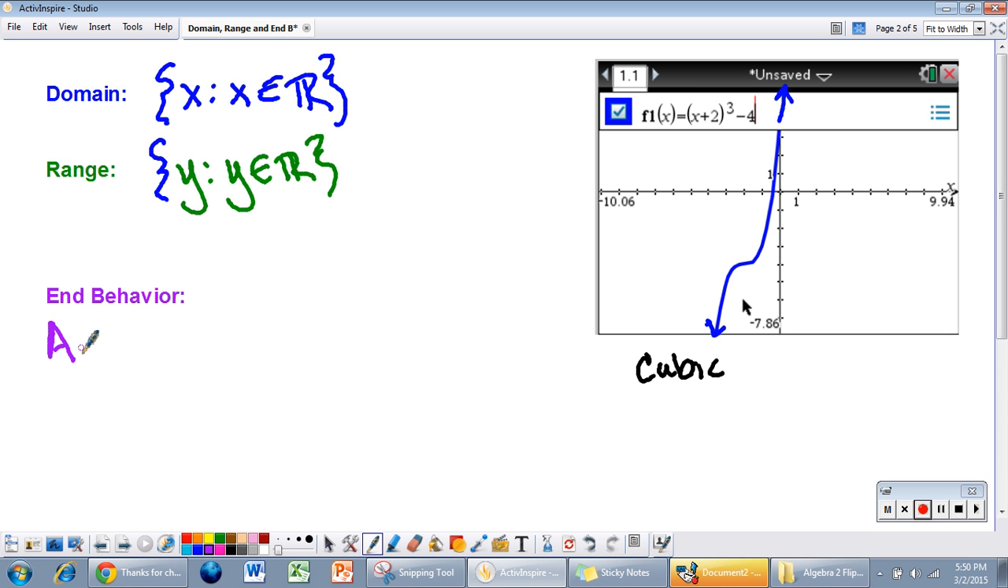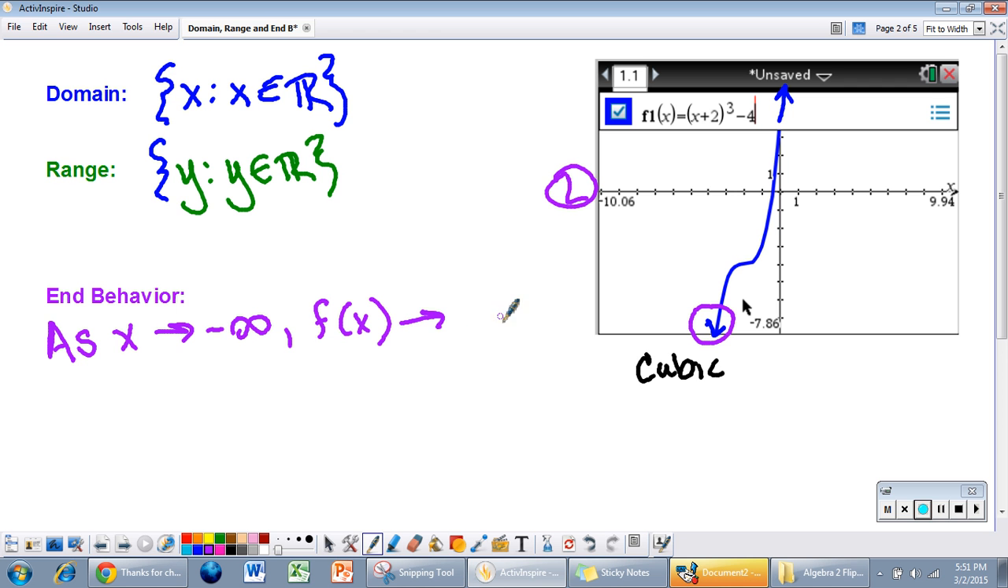So remember, this is the statement we say as x is approaching, and we look, what is it doing on the left? Well, as x is approaching negative infinity, where's f of x pointing? The end is pointing down. So as x approaches negative infinity, f of x, or our y values, we said are pointing down, which means negative infinity.